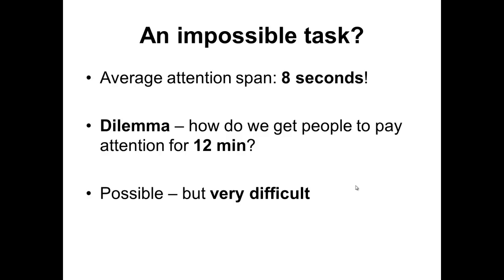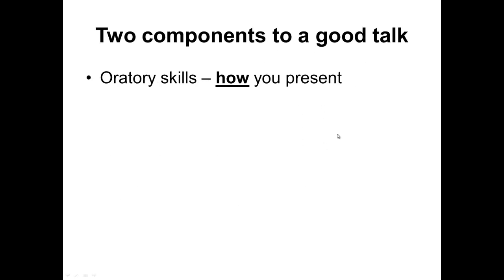So let's go over some tips on how to accomplish this goal, keeping in mind that the attention span of a person is only 8 seconds. Okay, so there are two components to a good talk. We have oratory skills. Basically, it's how you present, which includes verbal, which is your speech, and nonverbal cues, such as hand gestures. The second component is content, is what you present, right? So it's basically your topic that you're presenting, the stuff in your slides.